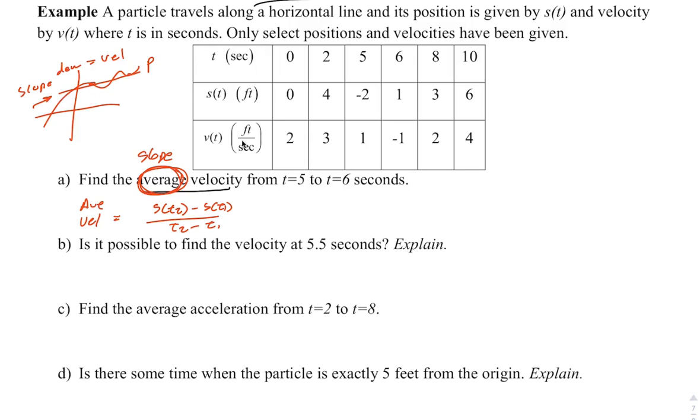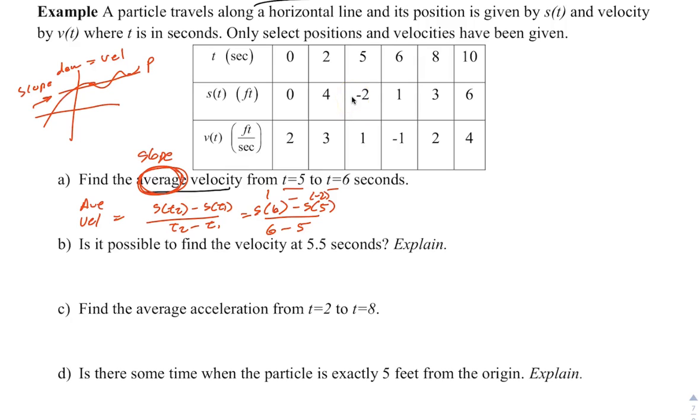If you want to find average velocity, use one above it, use position. If you want to find average acceleration, use one above it, use velocity. So it's tricky, I know, but that's the way it goes. And then we're going to plug in our values. We're going to have s of 6 minus s of 5 over 6 minus 5. Look at our handy dandy table here to figure out what s of 6 and s of 5 are. S of 6 is 1. S of 5 is negative 2.